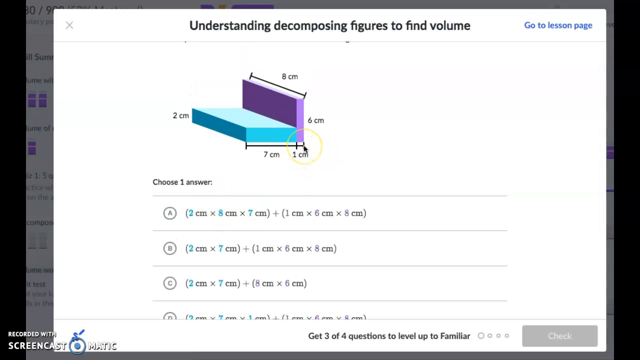Length is 1. The width, so how far back it goes, is 8. And how tall it is, 6. So 1 times 8 times 6. Again, you can see how important it is that we recognize where the length, width, and height are on each of these shapes.